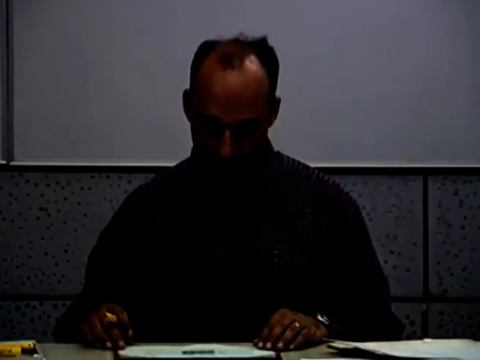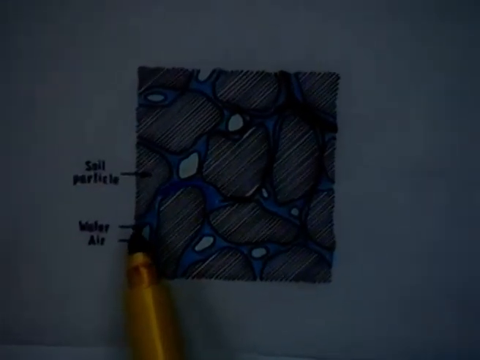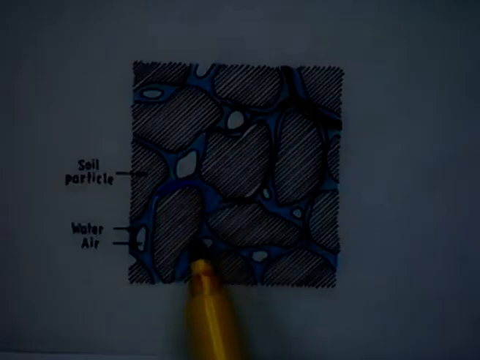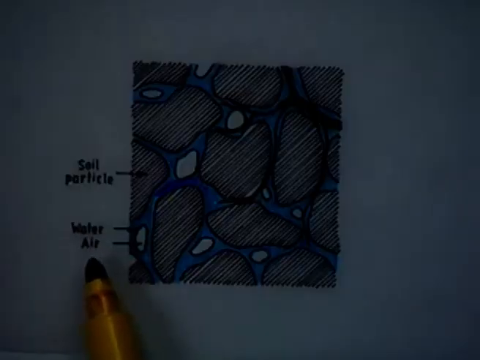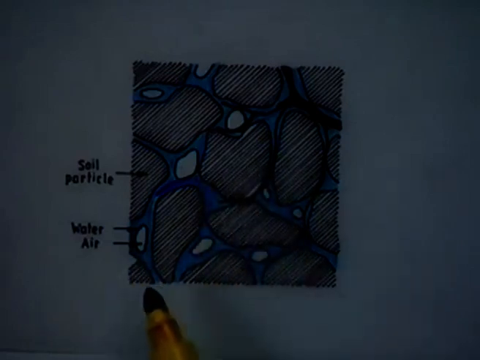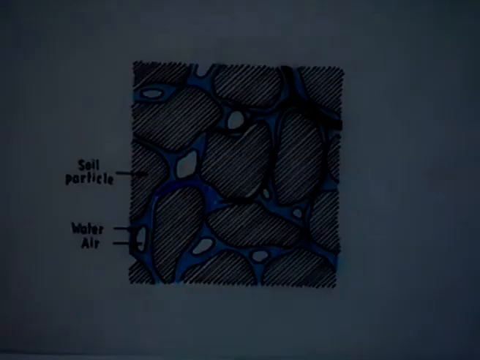To have a look at the soil matrix from the point of view of the composition, here we have tried to depict the soil particles, and these are the pore spaces. Now the pore spaces have a combination of water and air. And one more thing: the percentage of water or air available in the pore space normally remains fixed.